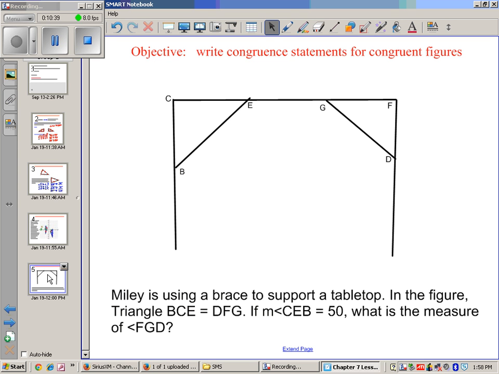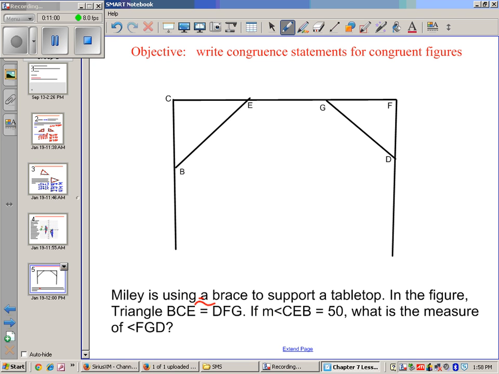Miley is using a brace to support a tabletop. In the figure, triangle BCE is equal to, but it is congruent, so we have to put the little squiggly line in there, to DFG. If the measure of angle CEB is 50 degrees, what is the measure of angle FGD?